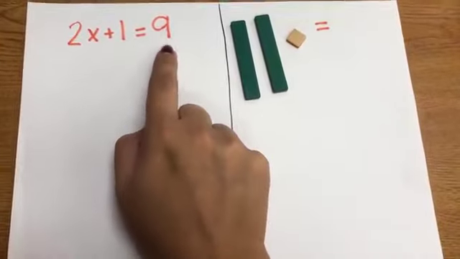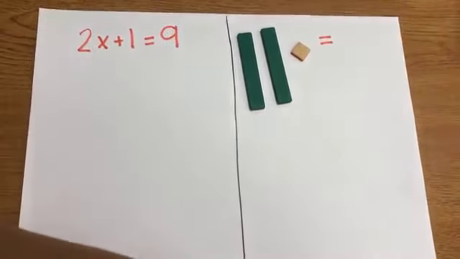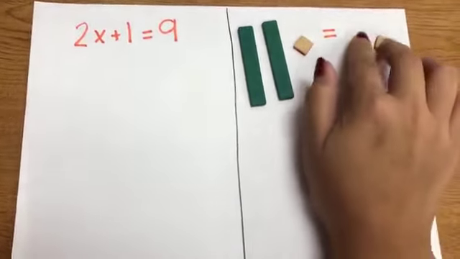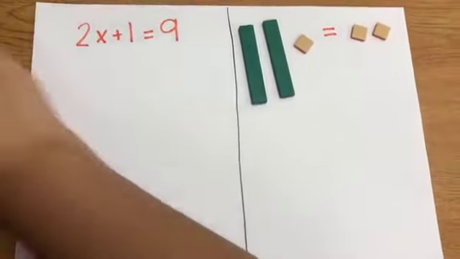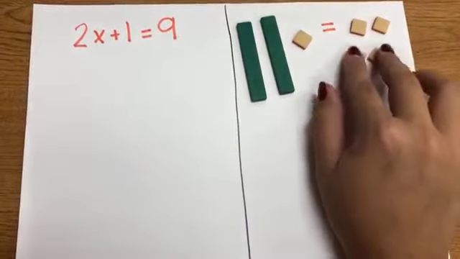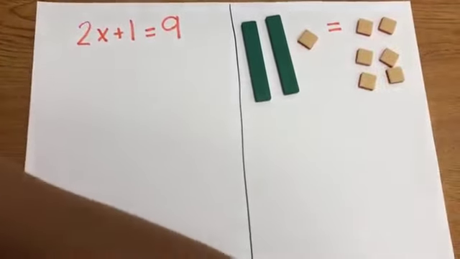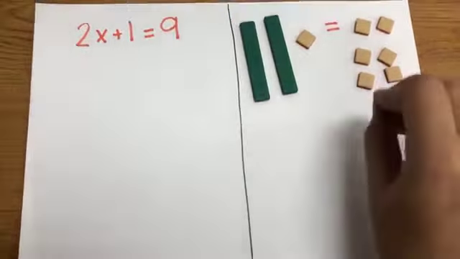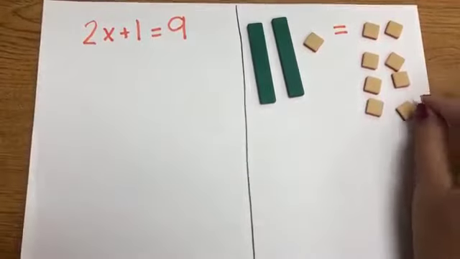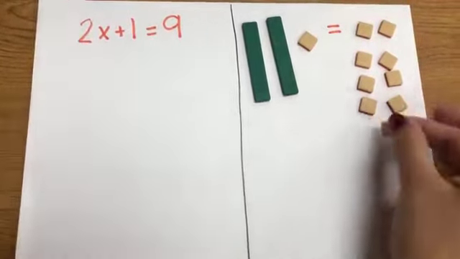Now on the other side, I have positive 9. So let's go ahead and put 9 of those. Alrighty.